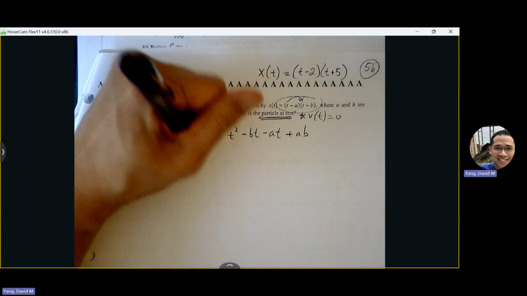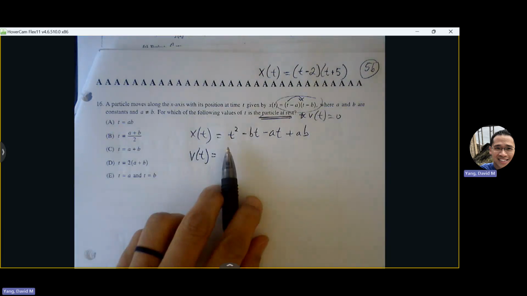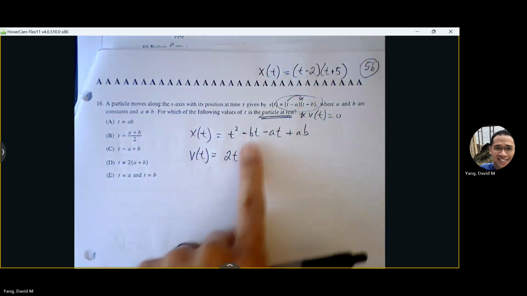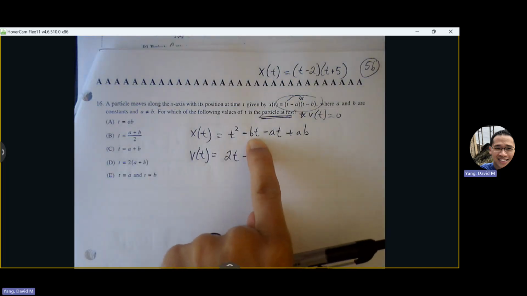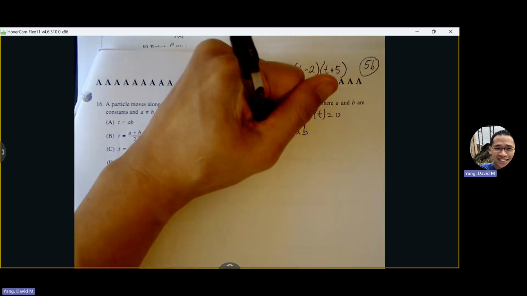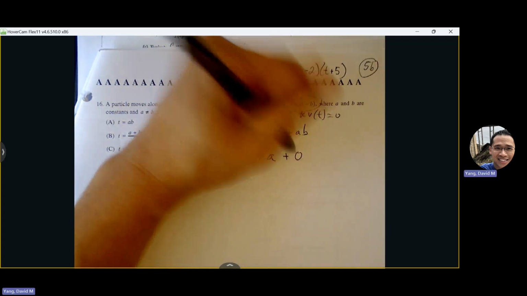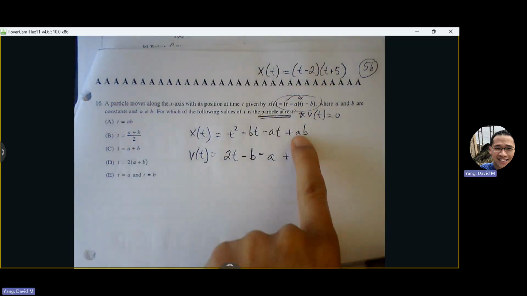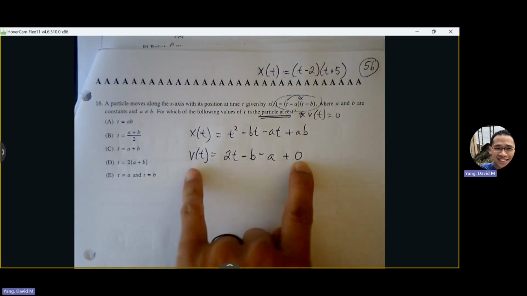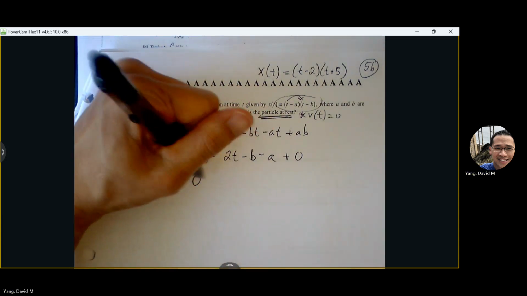Let's find our velocity, which is our derivative. So t squared becomes 2t. For bt, imagine this was like 5t or 4t or 3t. It'll just be that coefficient, right? That minus b is the derivative. Minus a plus 0, right? ab goes away because if this was a number, then the number would drop to be 0. Okay, set our velocity equal to 0.